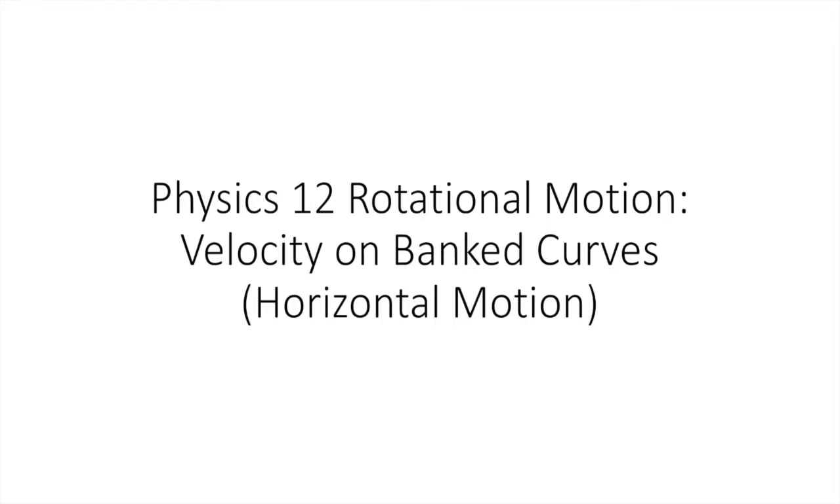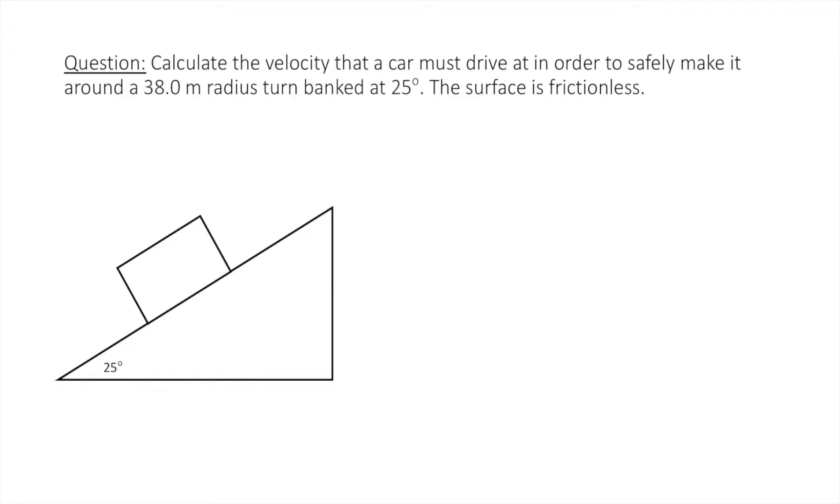I'll be explaining today how to solve rotational motion questions that involve calculating velocity for horizontally spinning objects. For this question, you're asked to calculate the velocity that a car must drive at in order to safely make it around a 38-meter radius turn that is banked at 25 degrees. You're told that the surface is frictionless.